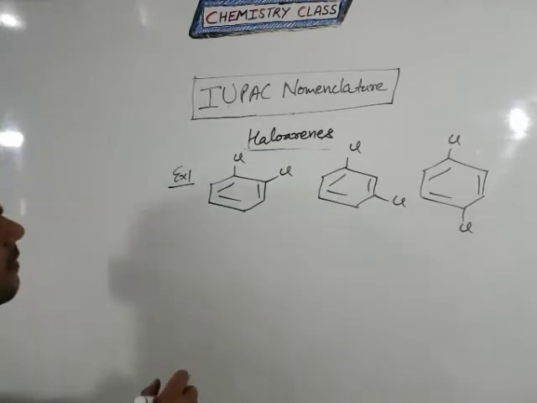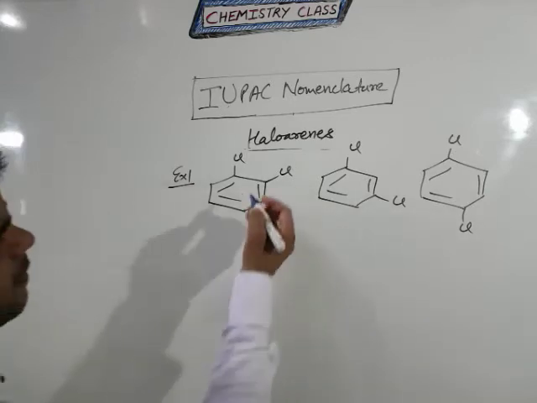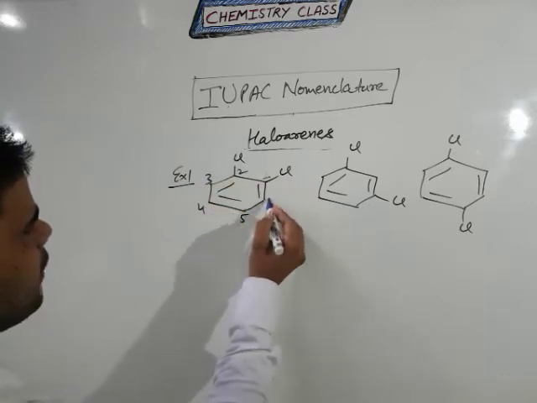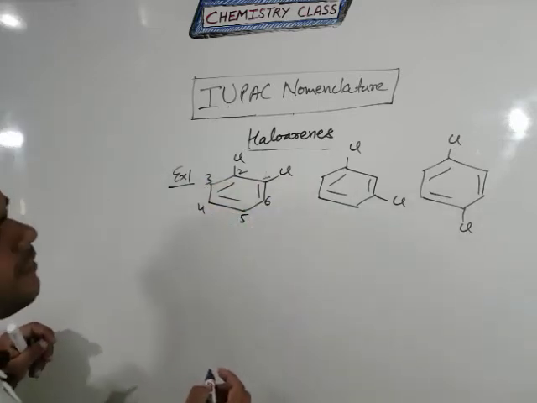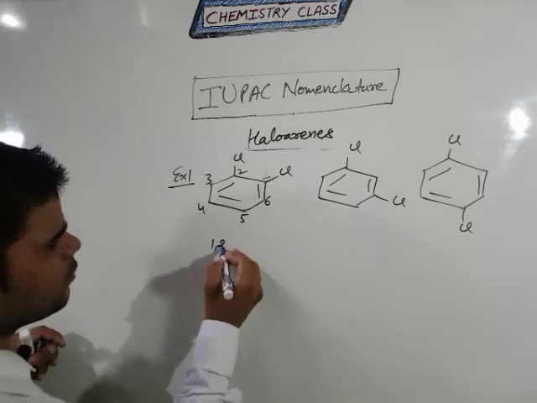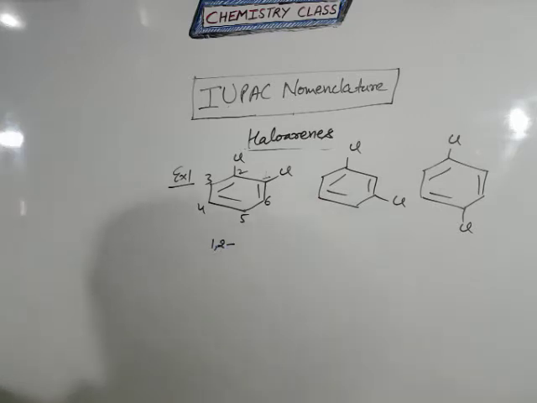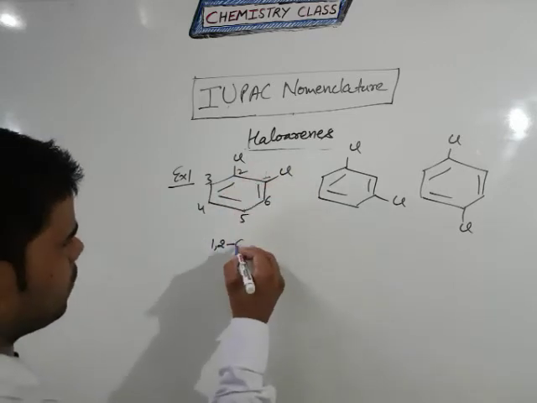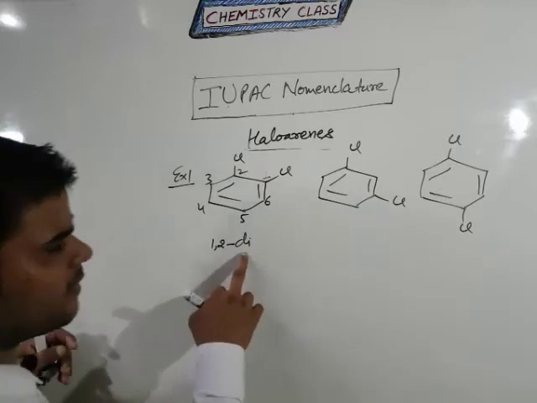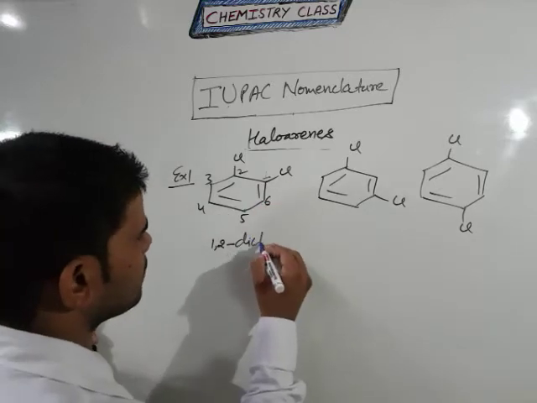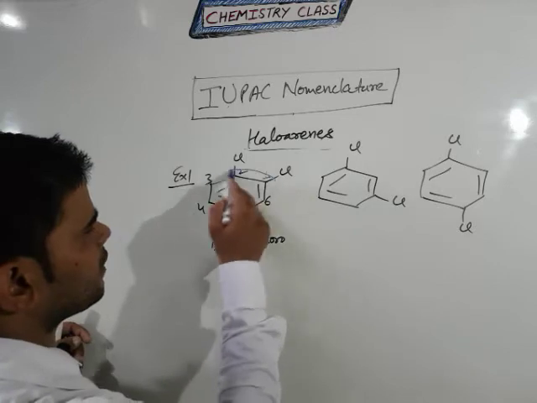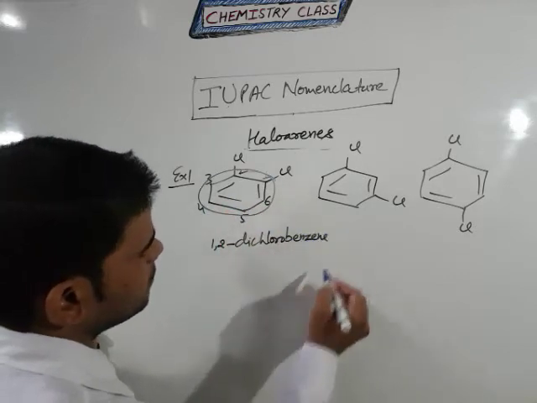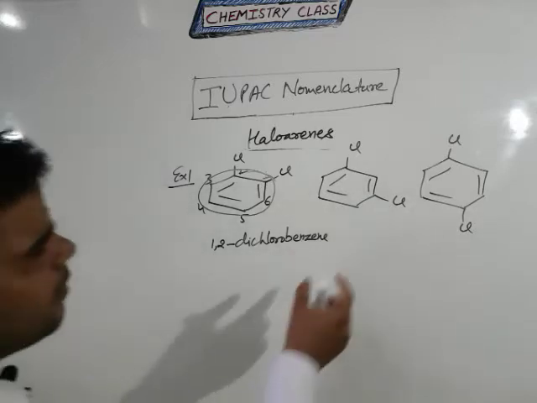Come to the next example. So in this case, if you are counting from here 1, 2, 3, 4, 5 and 6, you have the 1 position and 2 position having the same atom. That means for the same atom, how much total atoms? 1 and 1, that means 2. So for the 2 atoms you will write the di, and the Cl prefix is chloro. And what about this system? This system is benzene. Clear?